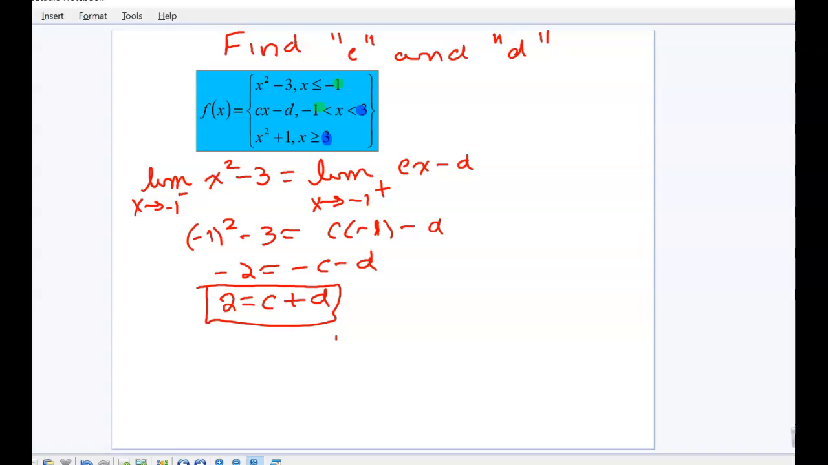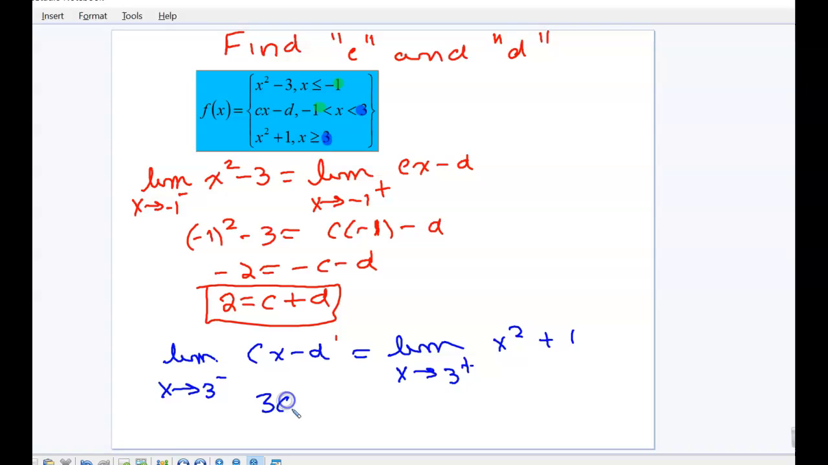But I can do the exact same thing with the value of 3. So I could say the limit as x approaches 3 from the left, again I'm going to use the function cx minus d, has to equal the limit as x approaches 3 from the right. I'm going to use the function x squared plus 1. So plugging 3 in for x, I get 3c minus d. Plugging 3 in for x, I get 3 squared is 9 plus 1 is 10. So there is my second equation.